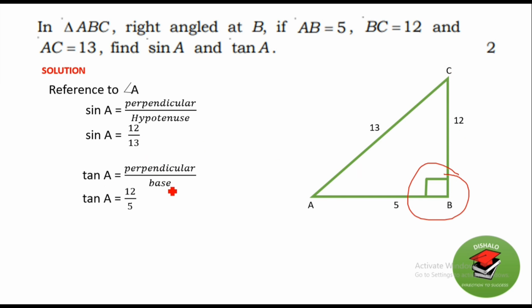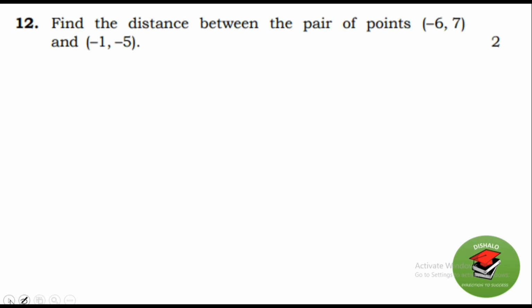Tan A is perpendicular by base. So my perpendicular is 12 and base is 5. So this is the answer, and it is very easy. So you can easily score 2 marks here. Okay. So next question. Find the distance between the pair of points.